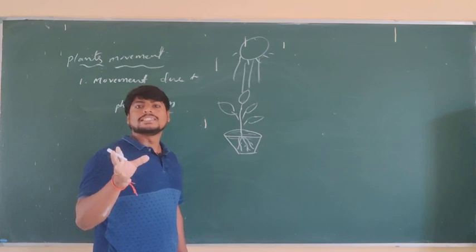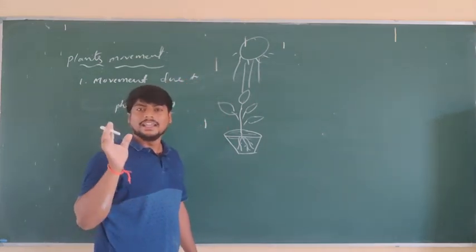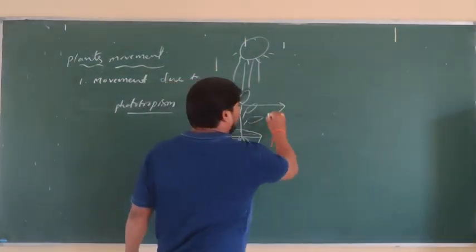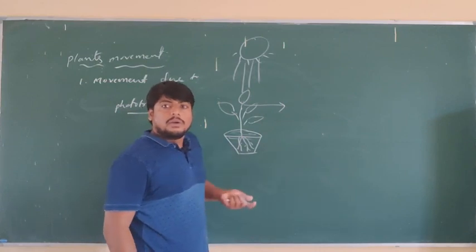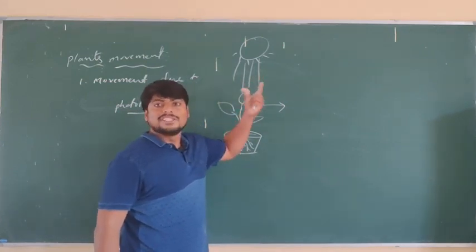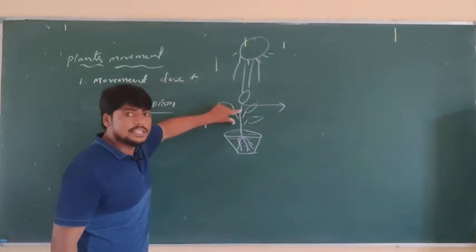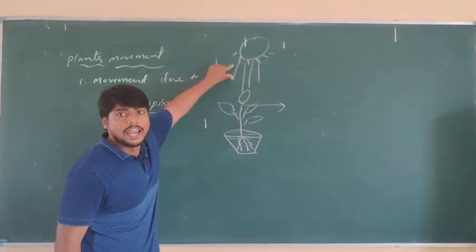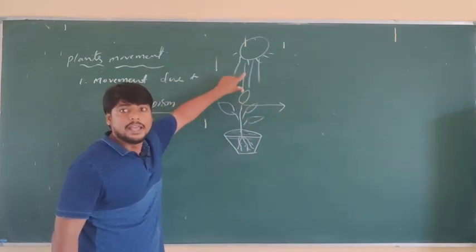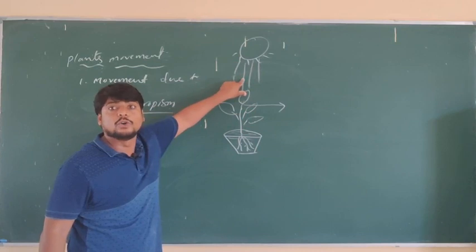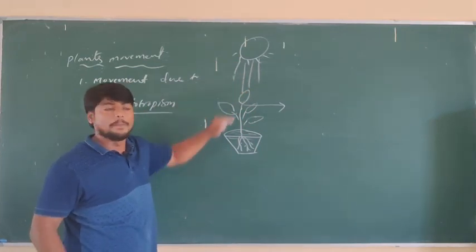Light is the stimulus that is impacting the shoot of the plant. That is why the shoot is always growing above the surface of the earth. So it is growing towards that direction. Here, the shoot is growing towards the light, so it is growing in the positive direction. So the shoot is showing positive phototropism.